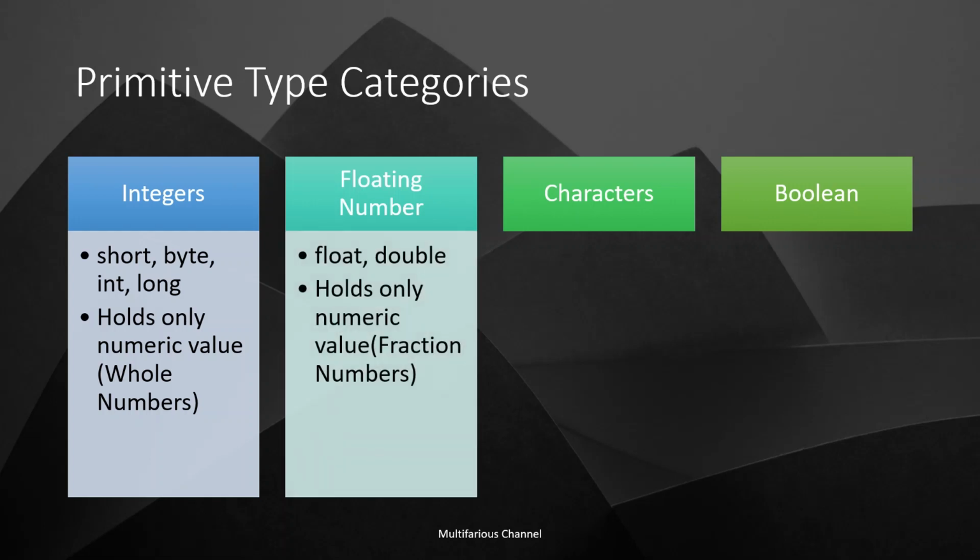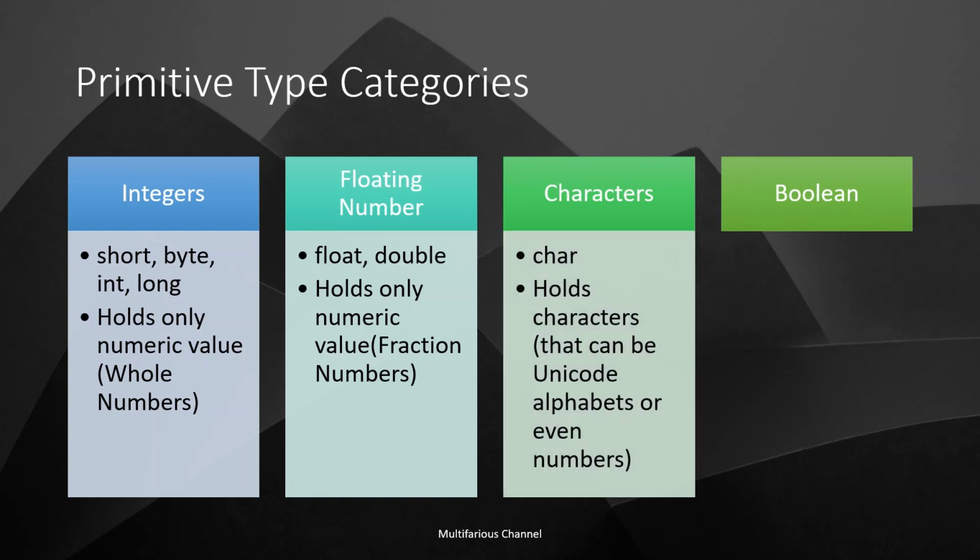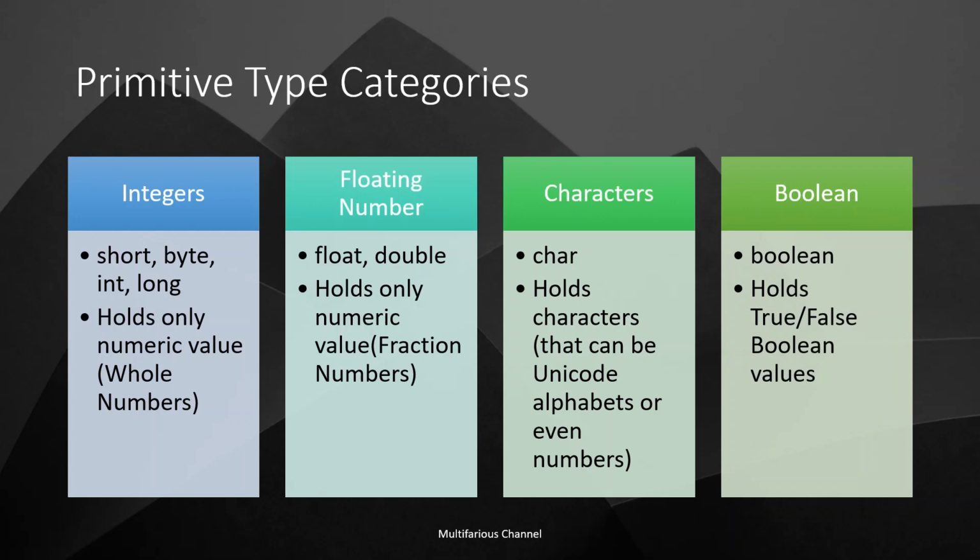When it comes to floating primitives, it includes double and float. These primitive data types hold only numeric data with the fraction part. When it comes to character, it includes the char data type. These primitive data types can hold characters. Operations associated with such types are those of textual manipulation. However, char can also support arithmetic operations. Boolean primitives: this category includes boolean, and the value that it can hold is true or false.